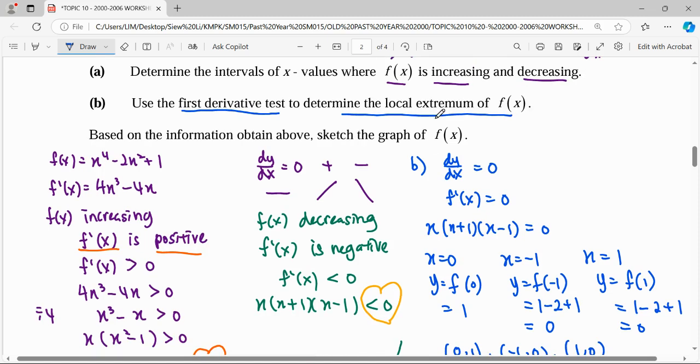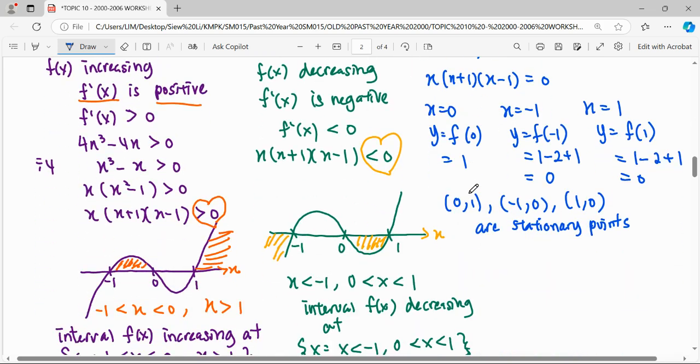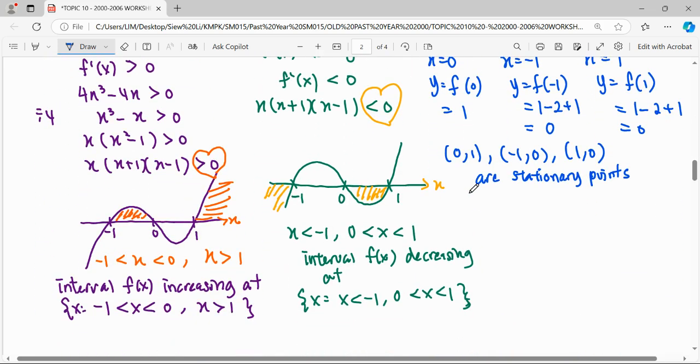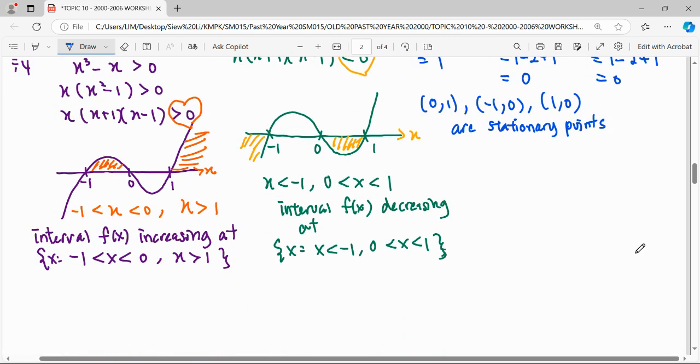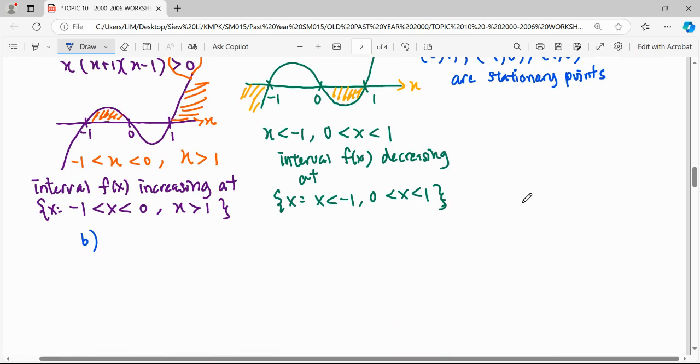To identify whether each is a maximum or minimum, we need to use the first derivative test, as the question requests. To do the first derivative test, we need a table. I will continue here to have more space. As we know, our critical points fall at -1, 0, and 1.